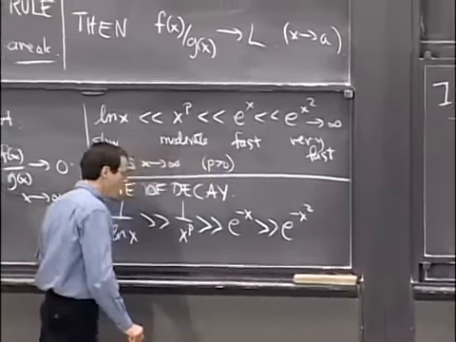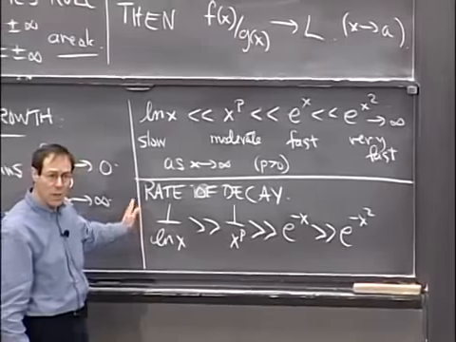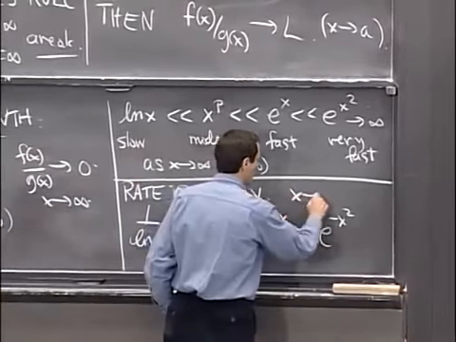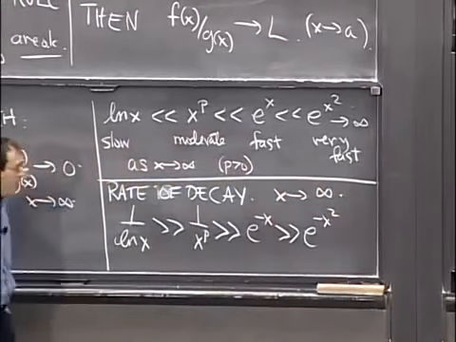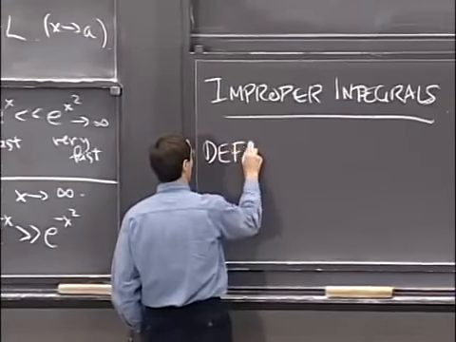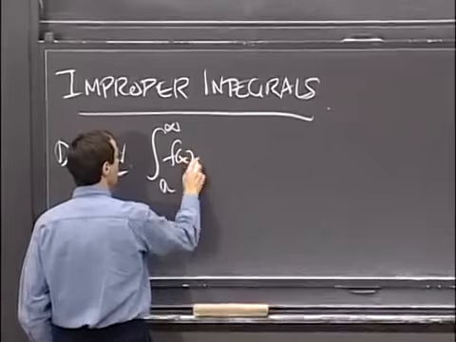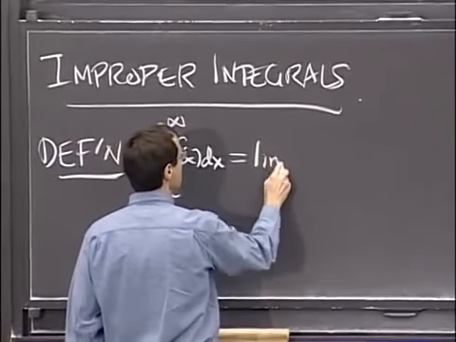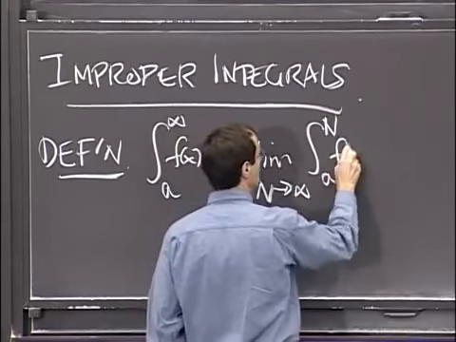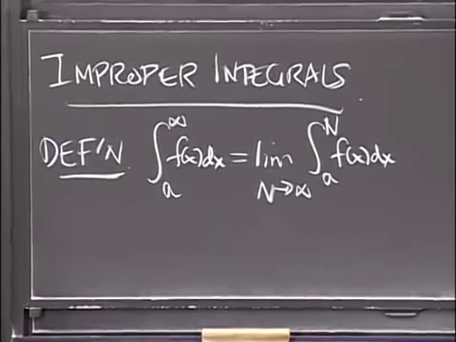So I need you to understand, on the spectrum of the range of functions like this, which ones are suitable for integration as x goes to infinity. Well, let's start out with the definition. The integral from a to infinity of f of x dx is by definition the limit as n goes to infinity of the ordinary definite integral up to some fixed finite level.